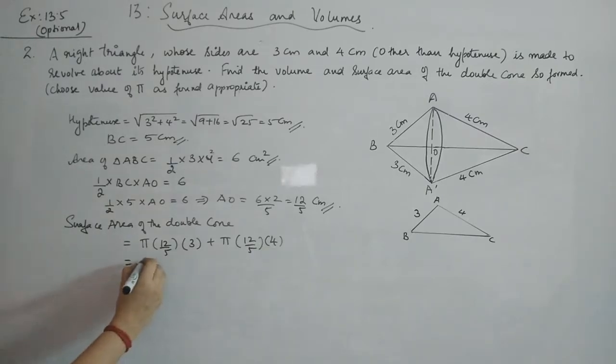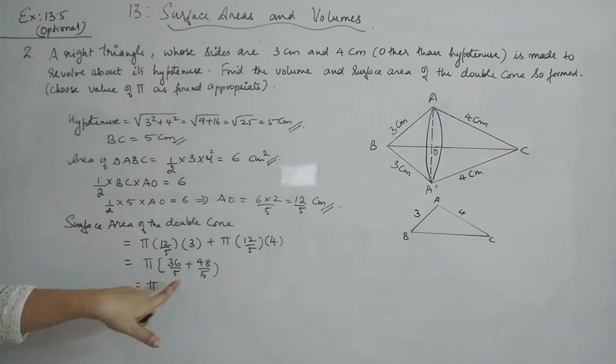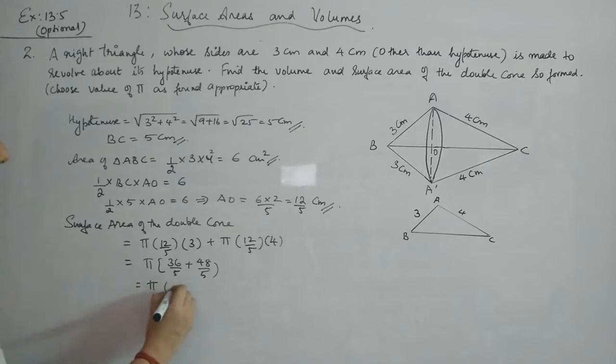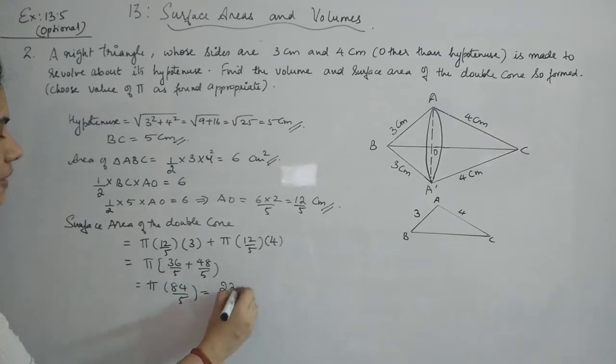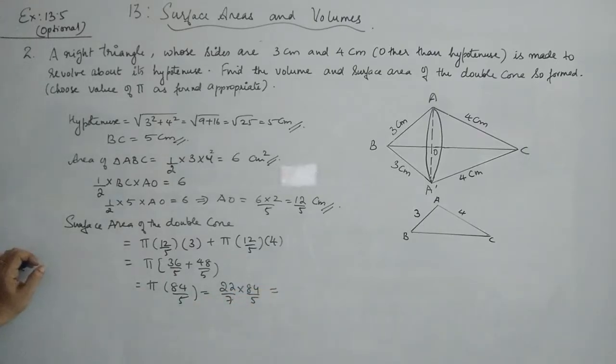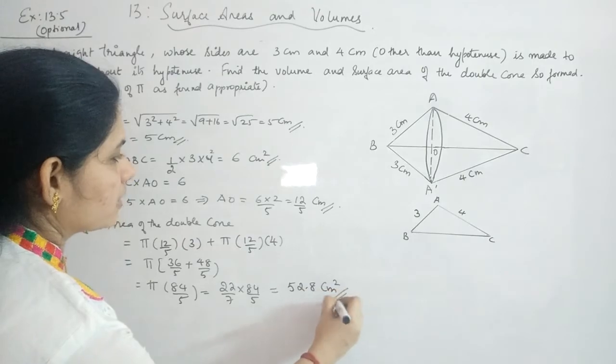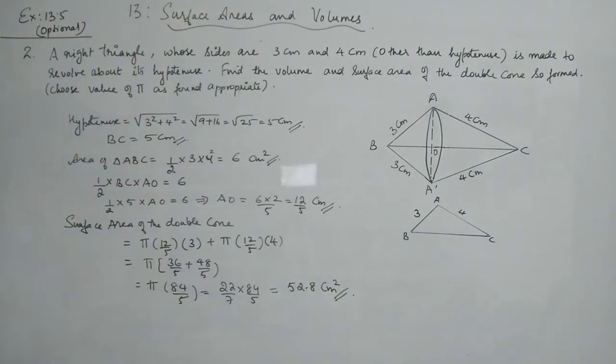So you are getting pi common, into 36 by 5 plus 48 by 5, which is equal to pi into, how much do you get? 84 by 5, right? 84 by 5. Replace the value of pi, 22 by 7 into 84 by 5, which is equal to 52.8 centimeter squares. So that is the surface area of the double cone.